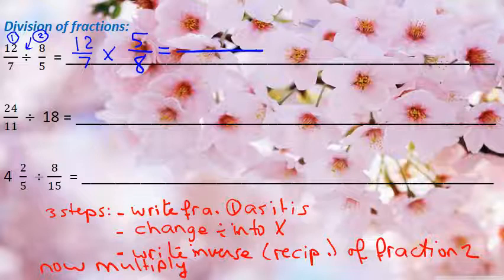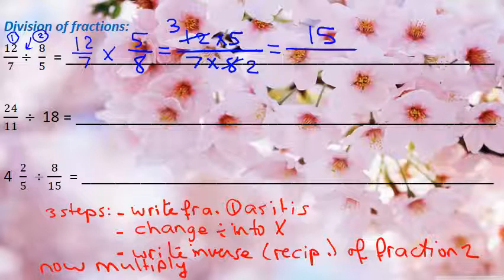On a big line of a fraction, we multiply 12 times 5 over 7 times 8. Any common factor between 12 and 7? No. Between 12 and 8, they are both divided by 4. 12 by 4 is 3 and 8 by 4 is 2. No more common factors. 3 times 5 is 15 and 7 times 2 is 14.